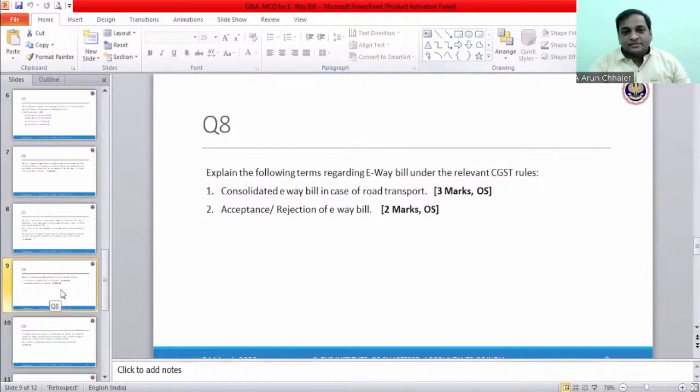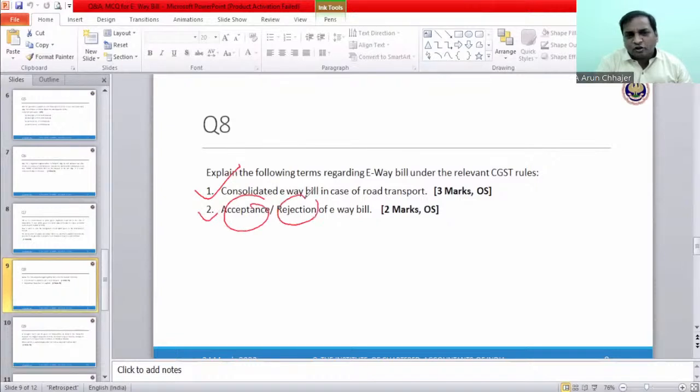Explain the following terms regarding Eway bill under the relevant GST rule. You can explain the consolidated acceptance and rejection of Eway bill. What is the time limit to reject the Eway bill?